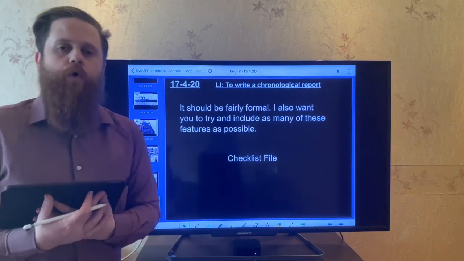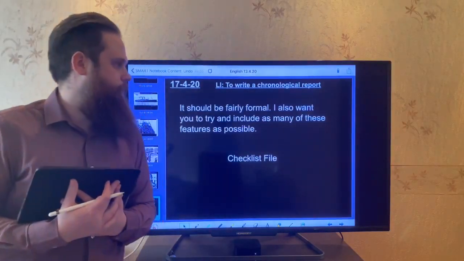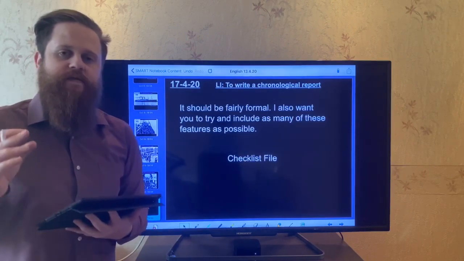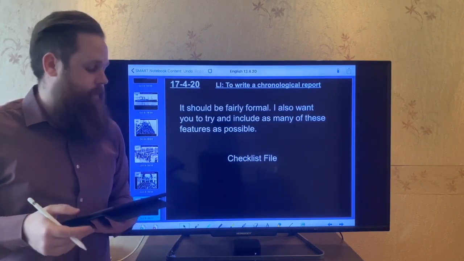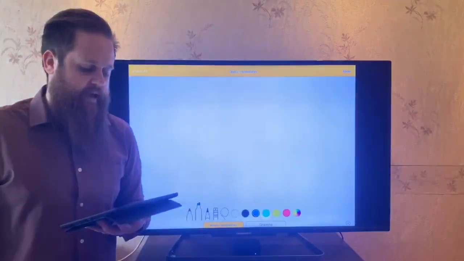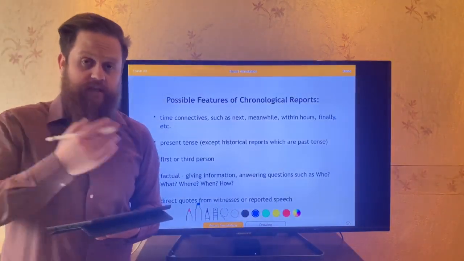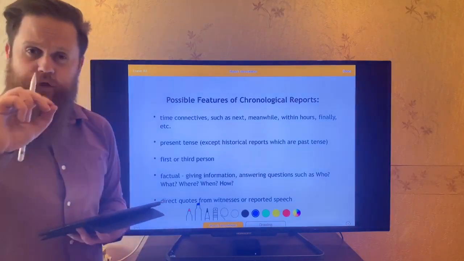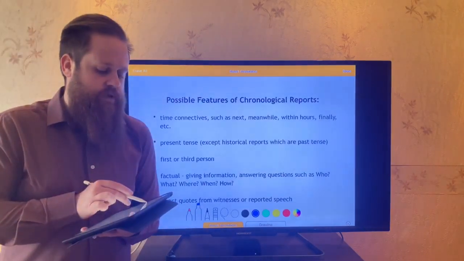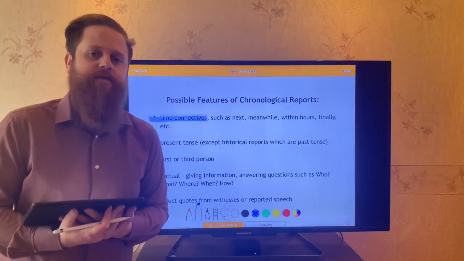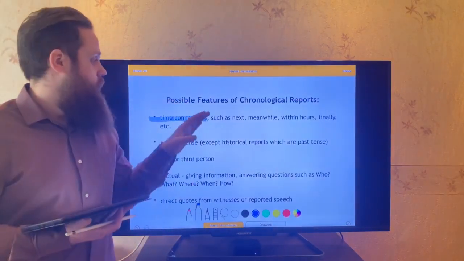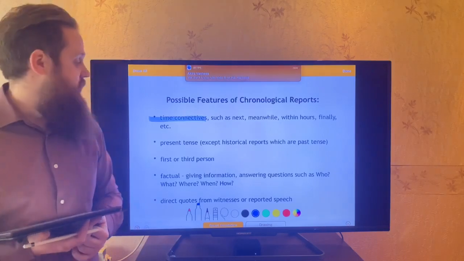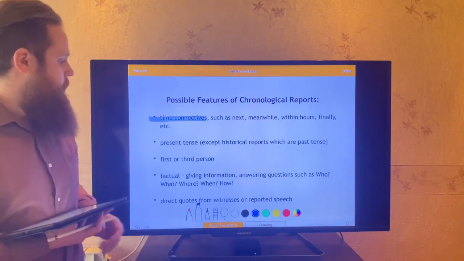Now, your work should be fairly formal. I also want you to try and include as many of these features from chronological reports that we've already spoken about this week. So here is that file again. This is still on Google Drive. If you want to have it out, you can use it as a little checklist. One of the most important things are those time connectives. Remember, this is a chronological report. It happens in time order. So these time connectives are going to be very, very useful.